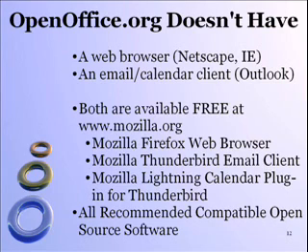Now we're going to talk about what OpenOffice.org doesn't have. It doesn't have a web browser like Netscape or Internet Explorer, and it doesn't have an email client like Outlook. But the good news is both are available free from a company called Mozilla. You can get the Mozilla Firefox web browser, the Mozilla Thunderbird email client, which doesn't have a calendar, and then you can install the Mozilla Lightning Calendar plugin for Thunderbird, which adds the calendar. And all of these are highly recommended by industry analysts and me. They're completely compatible, and they're open source software.